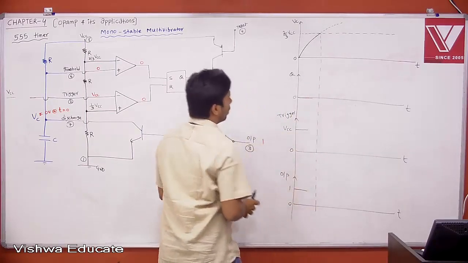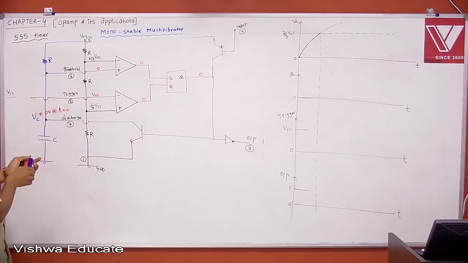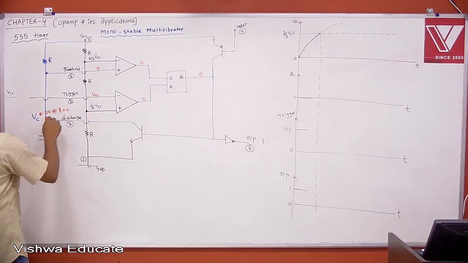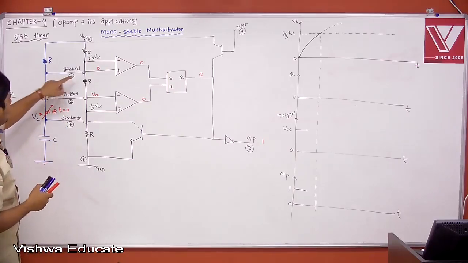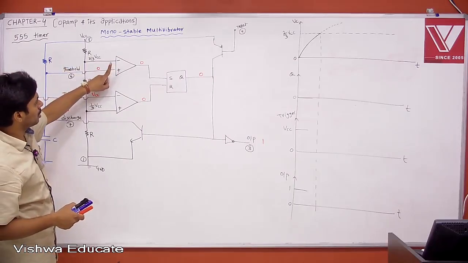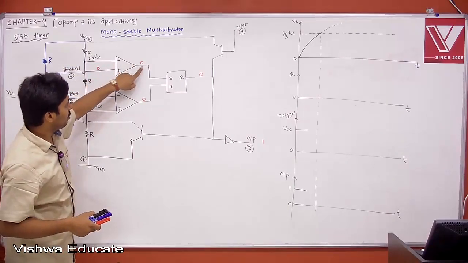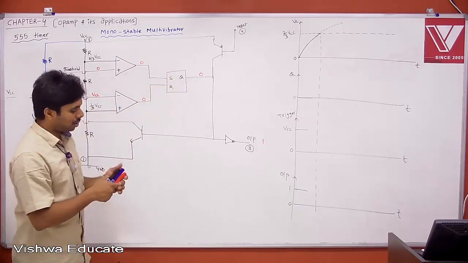Once it crosses 2/3 VCC, the capacitor is charging. When this is increasing and crossing 2/3 VCC, then plus is more. Then this will be 1, set will be 1, and therefore your Q will be 1.